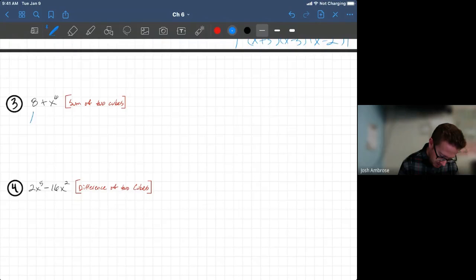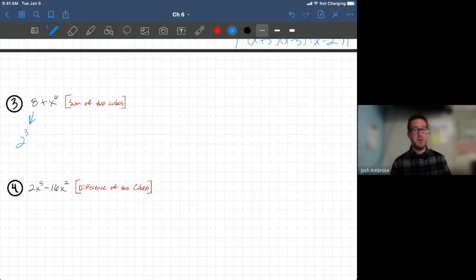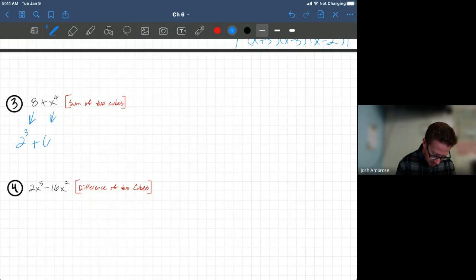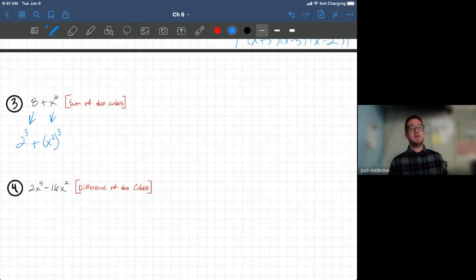So 8 actually is the same thing as 2 to the 3rd power. That's what I mean by convert the number 8 to a cube. And then x to the power of 6 is the same thing as saying x squared then to the 3rd power. So now you'll notice both of these terms are cubes. So now we can proceed and use what's called the sum of 2 cubes. That's where that chart comes into play.